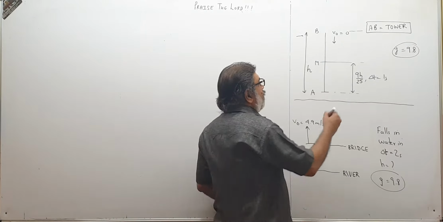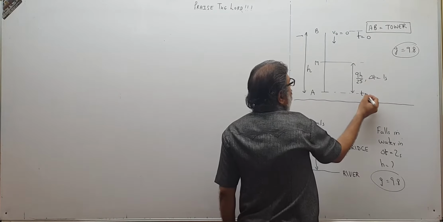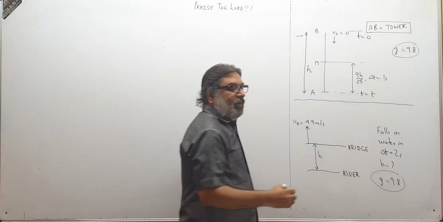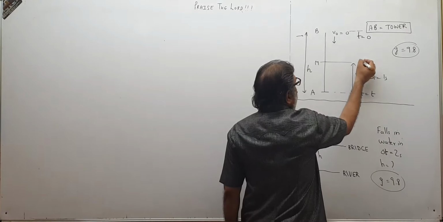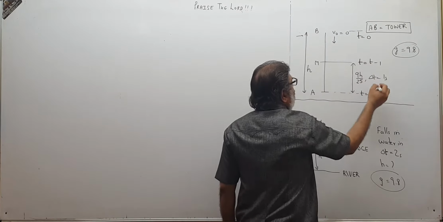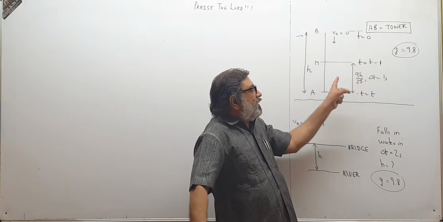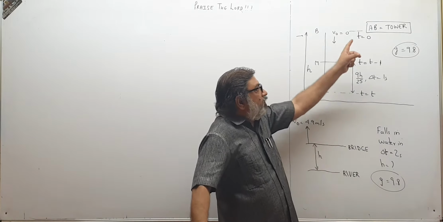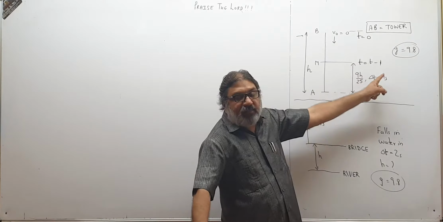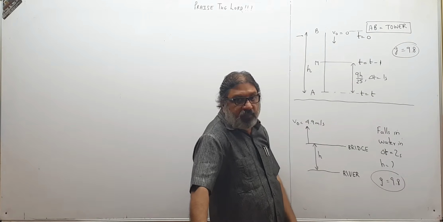So if t equal to 0 is the time when it was dropped, this is t equal to t, the total time taken by the stone to fall. This is 1 second, so this much time will be t minus 1 second less. That means from here to here, the stone will take time t to fall, and from here to here, it will take time t minus 1 to fall. Final time minus initial time.